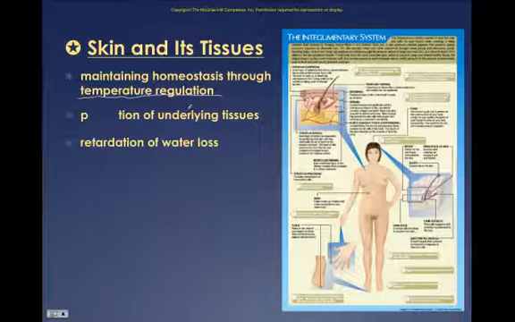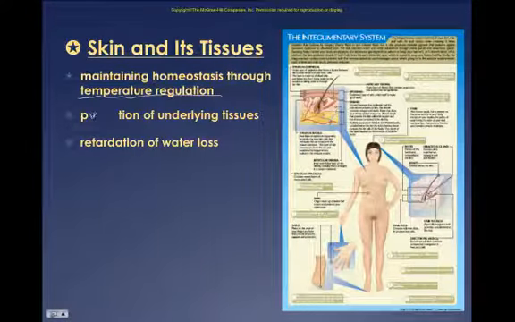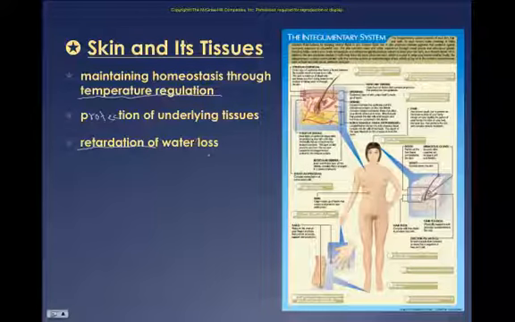Also, our skin helps to provide protection. So again, it's leaving out some of my letters here, but it helps to provide protection of underlying tissues. So again, the skin helps to protect those tissues that are below it. It helps to prevent or retard water loss, so it keeps us from losing too much water.